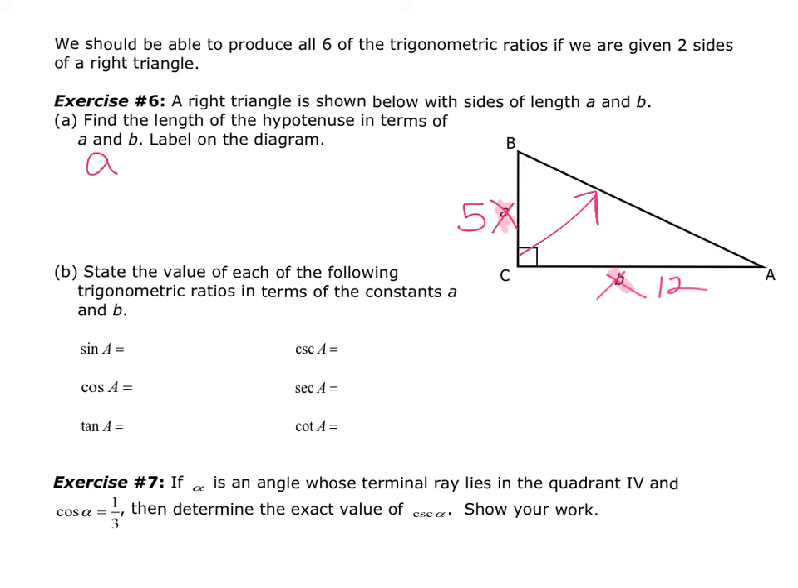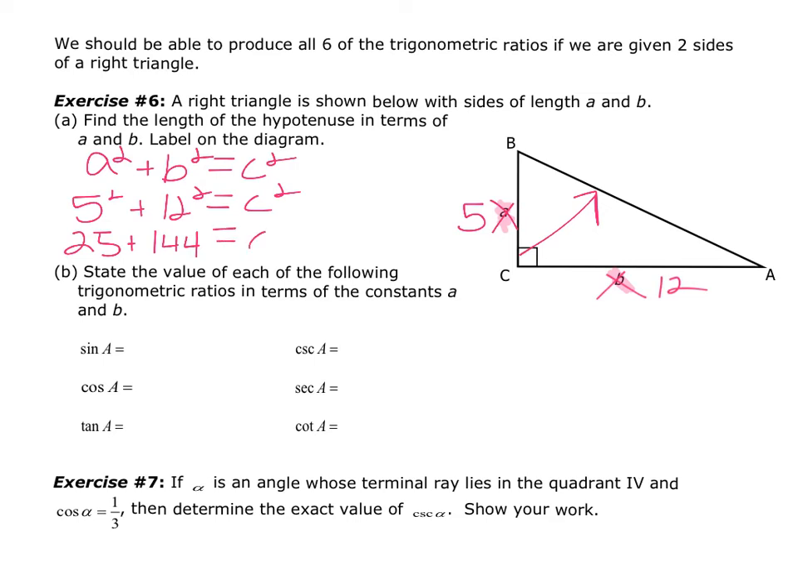So I'm using the Pythagorean theorem, a squared plus b squared equals c squared. So I have 5 squared plus 12 squared. And a little reminder, the a and the b, it's labeled a and b, but if you did 12 squared plus 5 squared, you'd get the same answer. So I have 25 plus 144 equals c squared. When I add those together, I get 169 equals c squared.